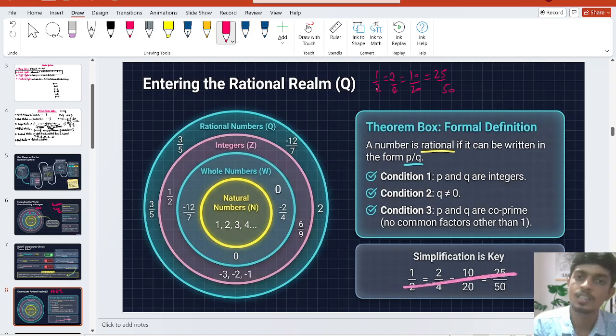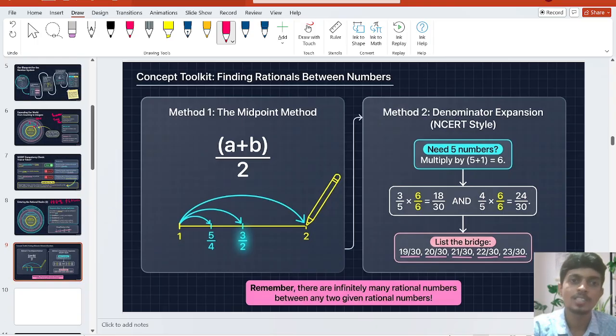And here you see that P by Q is equal to 1 by 2. Here P is equal to 1 and Q is equal to 2 are integers, and Q is not equal to 0. It has no common factor other than 1. So this is a rational number. Any number which can be expressed in the form of P by Q and satisfies all the given conditions is known as a rational number. So proceed to the next. And what is the midpoint method?